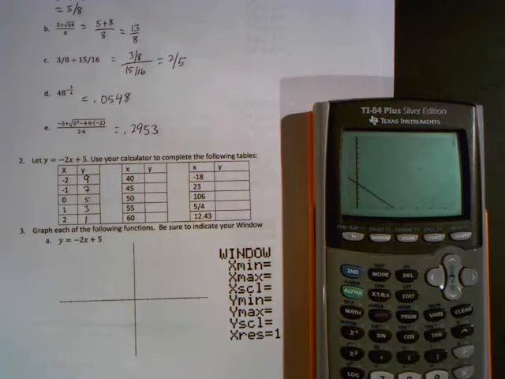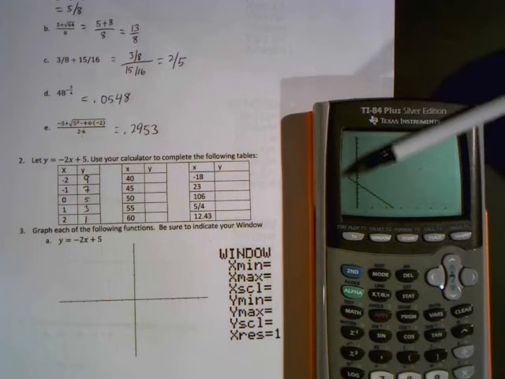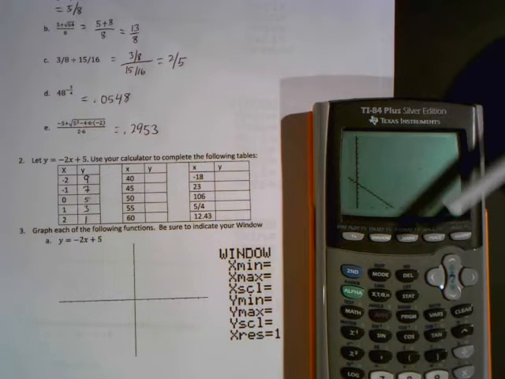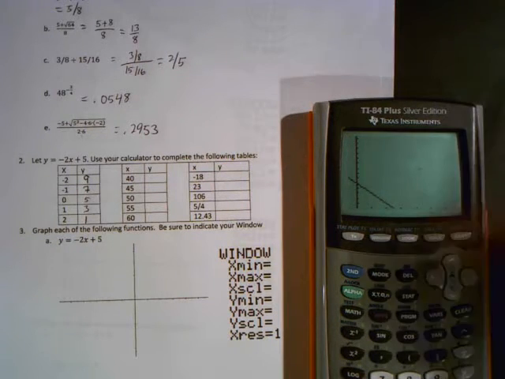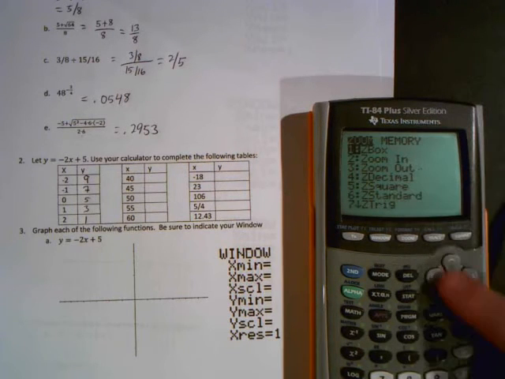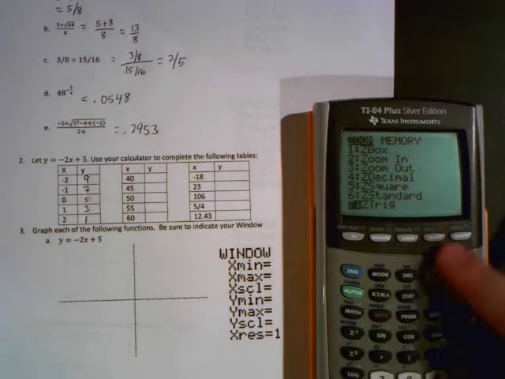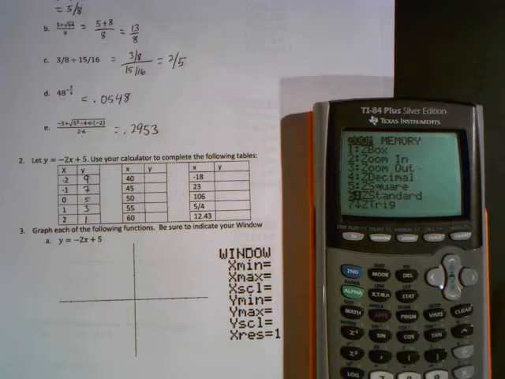I hit graph, and that's a very strange looking graph. What's going on here is my window, what's known as the window, is set up poorly for this problem. To change my window, I'm going to go to zoom, and I'm going to start with number 6. I always like to start with zoom number 6.